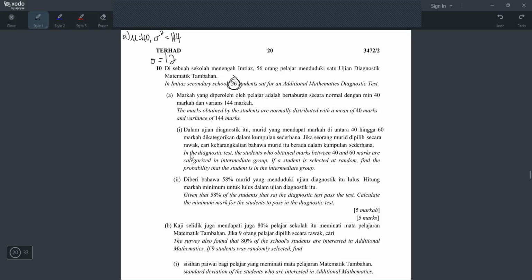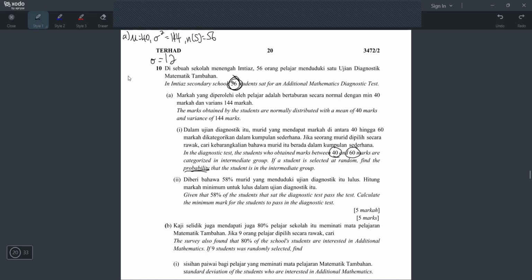And then it says, number 1, in the diagnostic test, the students who obtain marks between 40 and 60 are categorized in the intermediate group. It means the 56 just now is actually the total number of students. Then the NA will be the students who score between 40 and 60. Then it says if a student is selected at random, find the probability that the student is in the intermediate group. But they want to find probability.